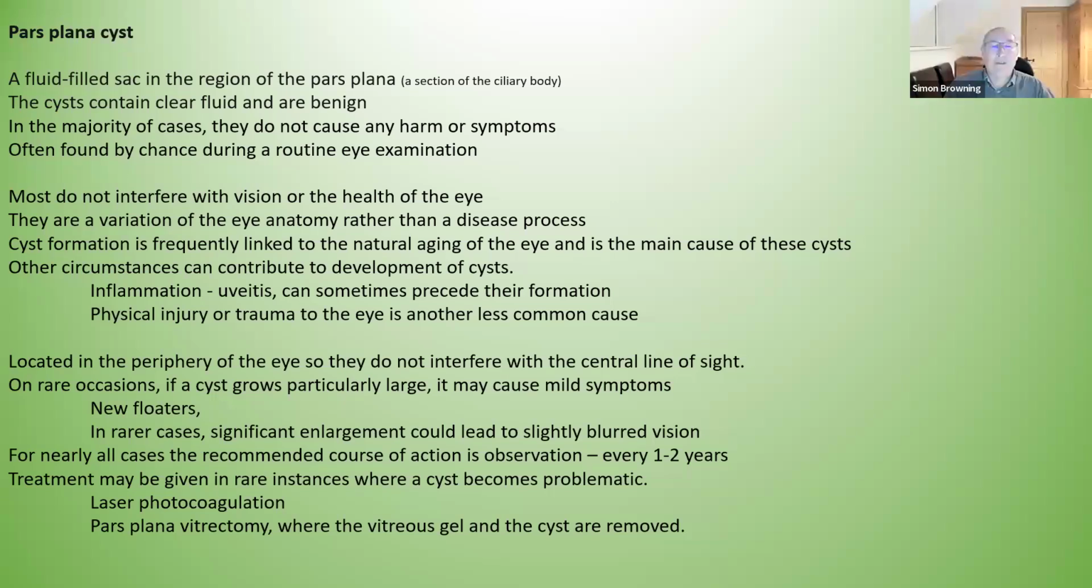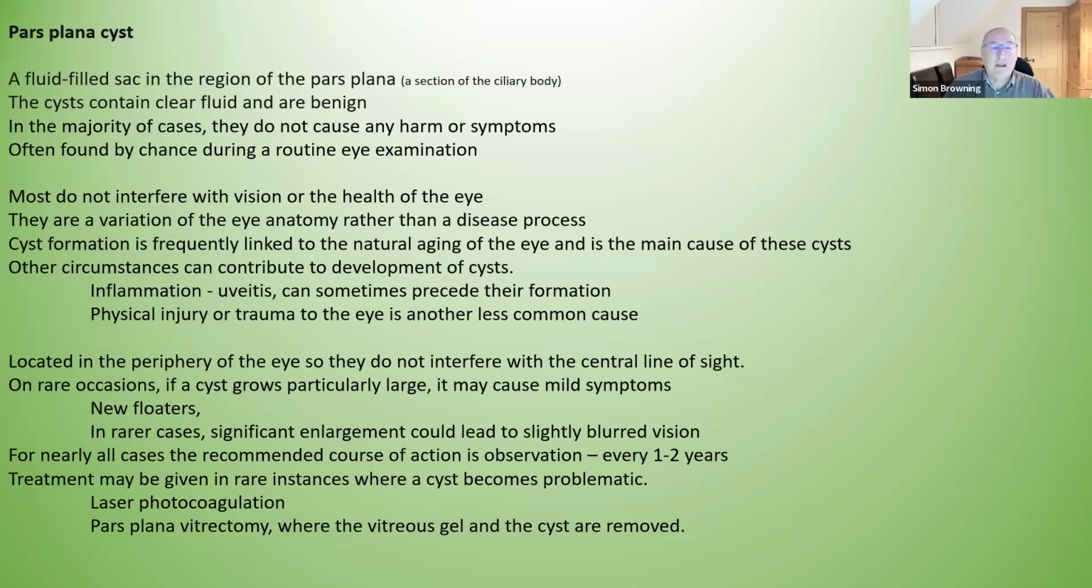In the majority of cases, they don't cause any harm or symptoms. And often they're found by chance during a routine eye examination. Because we're using ultra wide field devices, you're going to pick these up far more commonly in an asymptomatic patient. Most will not interfere with the vision or the health of the eye. It's really a variation of the anatomy of the eye itself.